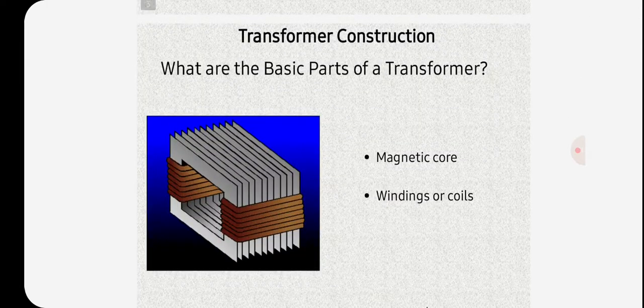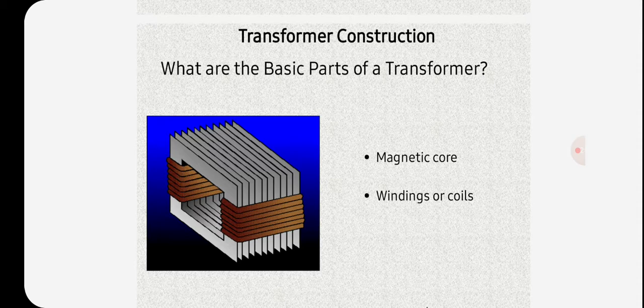In each and every transformer, two parts are mainly important. The basic parts are the magnetic core and windings or coils. So we can discuss them one by one. In this diagram, it has the core and windings.